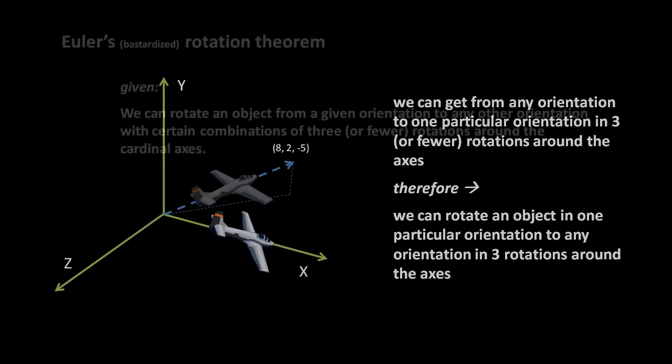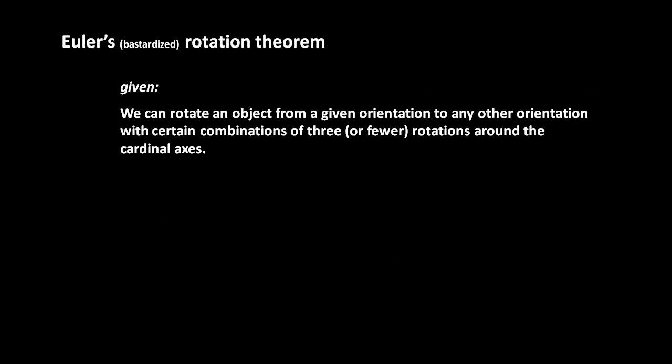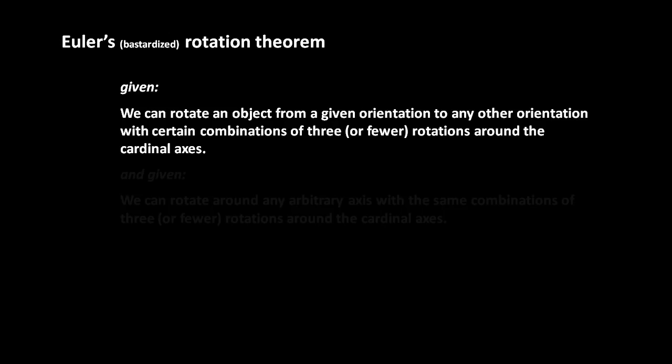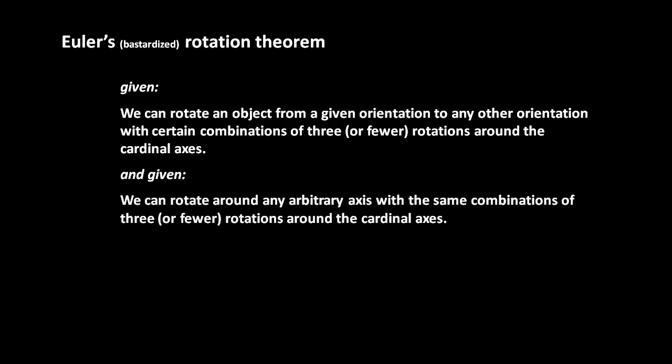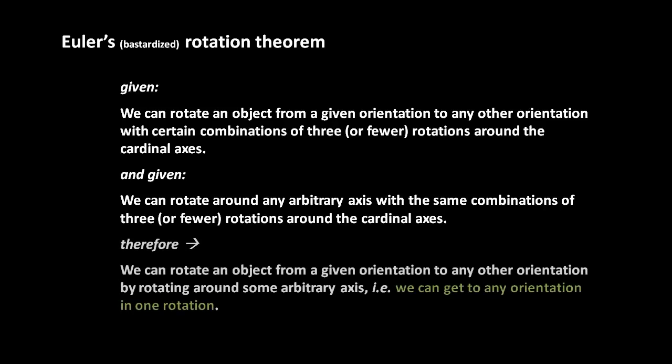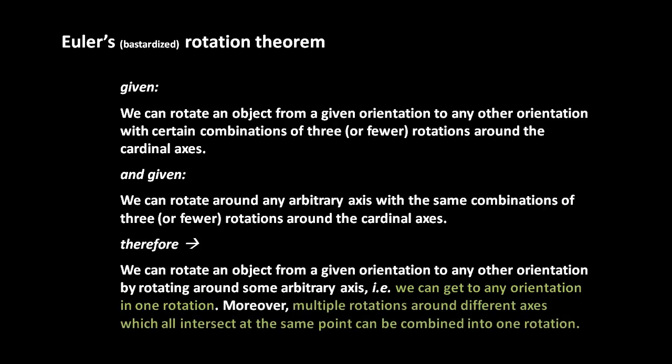The logic goes like this. Given that we can rotate an object from a given orientation to any other orientation with certain combinations of 3 or fewer rotations around the cardinal axes, and given that we can rotate around any arbitrary axis with the same combinations of 3 or fewer rotations around the cardinal axes, therefore we can rotate an object from a given orientation to any other orientation by rotating around some arbitrary axis. That is, we can get to any orientation in just one rotation. Moreover, multiple rotations around different axes, which all intersect at the same point, can be combined into one rotation. This last point will be quite significant when we revisit rotations using matrices.